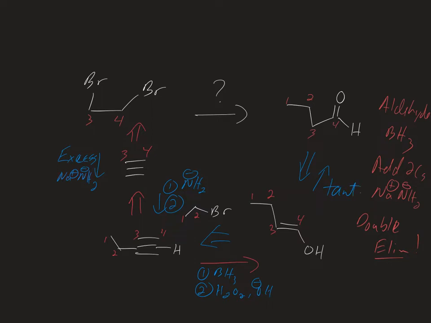So again, lots going on. We started with 2 carbons, and with 4, we've got to add 2 carbons. An aldehyde must have a BH3, had to have an enol, anti-Markovnikov addition. And the double elimination is going to be excess strong base to do the E2 twice.